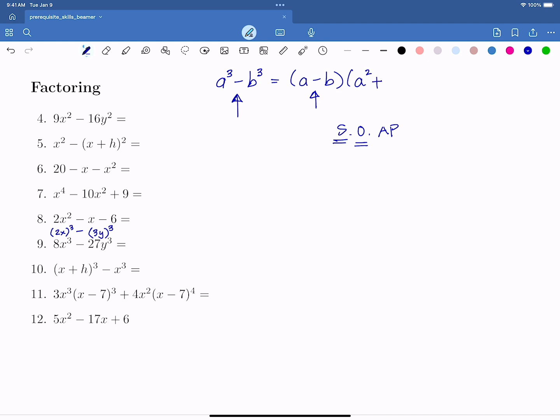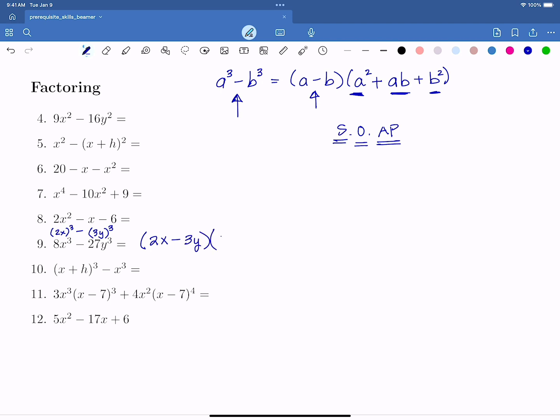And we're going to multiply these cube roots together. And then the last one is always positive. We're going to square the second root. So we square the first root, multiply the two roots together, square the second root, like that. That's our pattern. So we're going to have our first root, 2x, same sign, minus the next root, 3y.